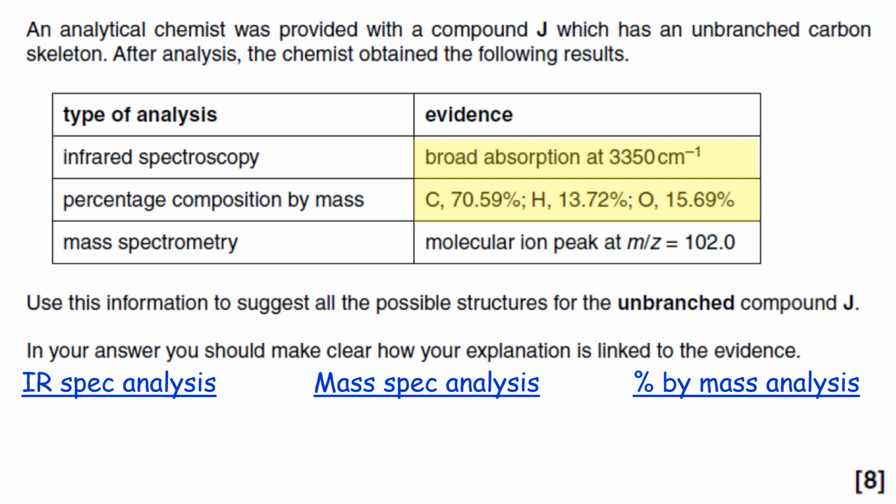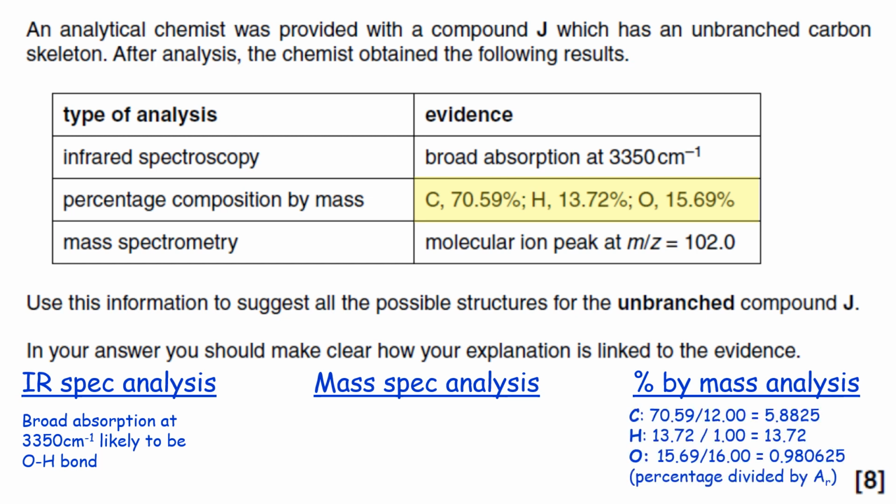So we can now put in our IR spec analysis. Broad absorption at 3350 centimeters to the -1, likely to be the OH bond. So notice I'm not saying whether it's a carboxylic acid or an alcohol yet. I'm literally just putting down the OH bond. When we have more information to piece together, we can decide if it's a carboxylic acid or not.